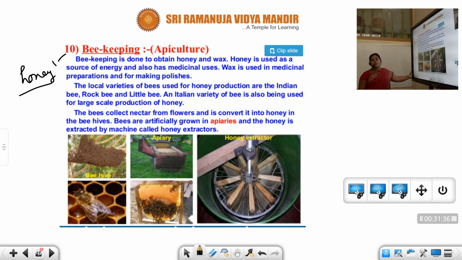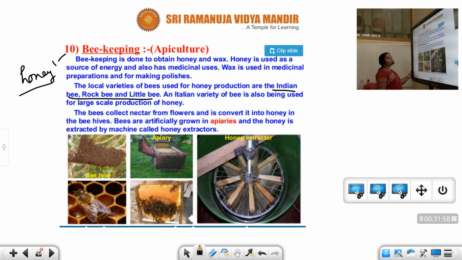See, in India, in Ayurveda, most medicines need to be taken along with honey only. So consuming honey is a very good tip for health. The local varieties of bees used for honey production are the Indian bee, rock bee and little bee. What are the Indian varieties? Indian bee, rock bee and little bee.